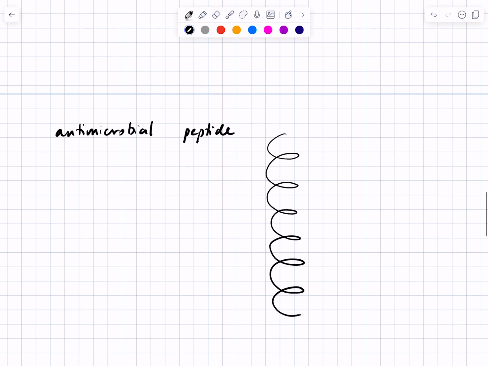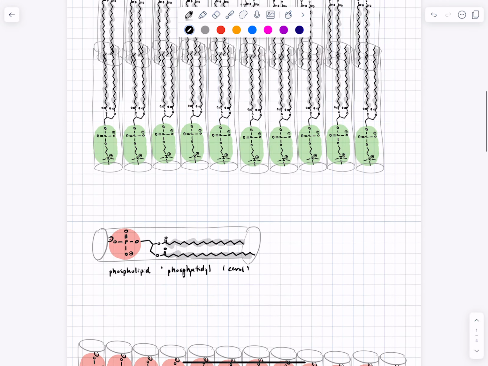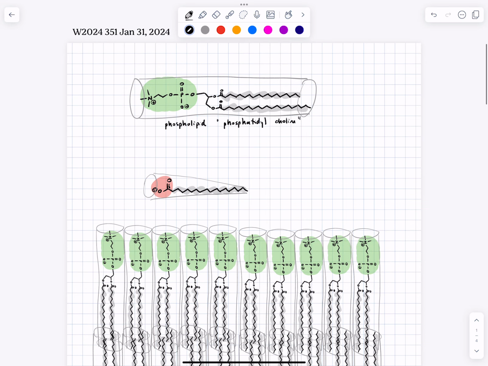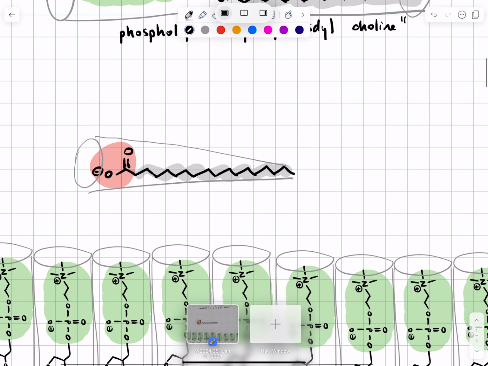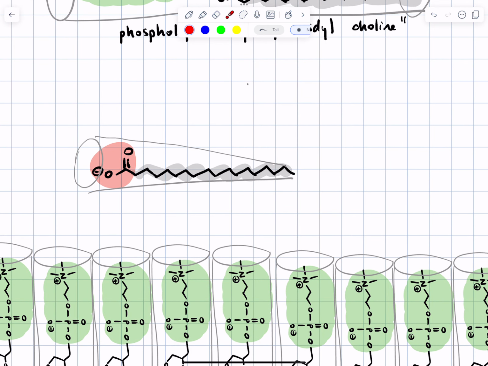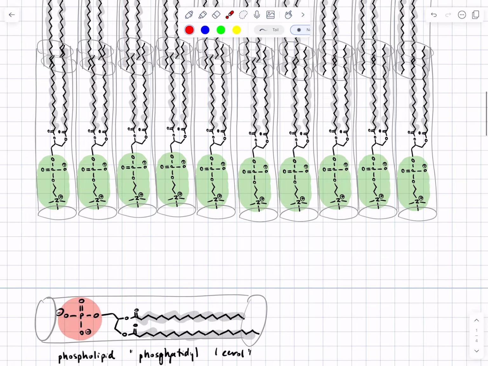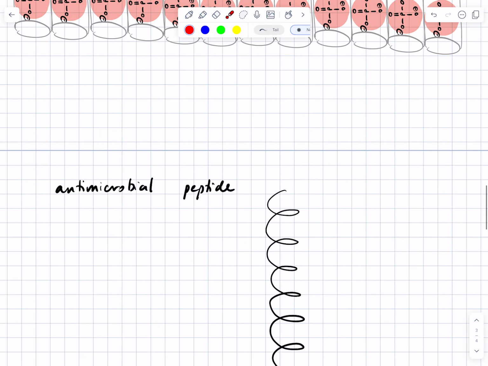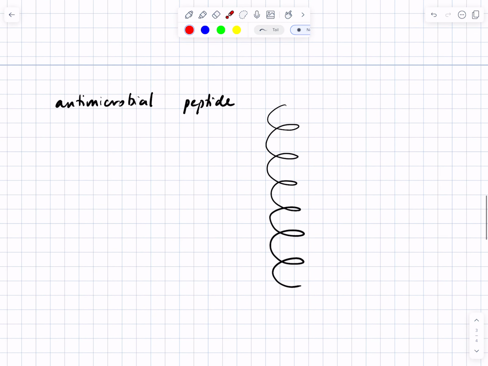That's the same word I used last time to talk about phospholipids and soap molecules. Amphipathic means both loving, meaning you've got a portion that interacts with water and a portion that doesn't prefer to interact with water, something that's polar and nonpolar in the same molecule. So these antimicrobial peptides, like soaps or detergents and like phospholipids, have amphipathic character.